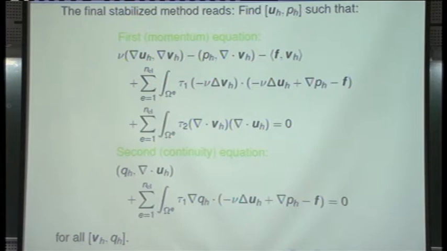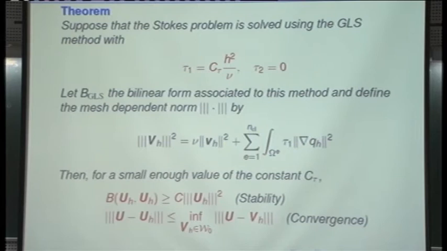Okay, so it turns out that if we take tau 1 in this way and tau 2 in this way, the method works. What does it mean that it works? We have the following result. The bilinear form of the GLS method, the Galerkin least squares method, happens to be coercive, and we have this optimal error estimate. It means that the solution U minus the finite element solution is bounded by the interpolation error. Again, that's the best we can hope for.